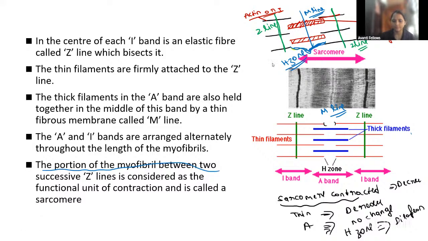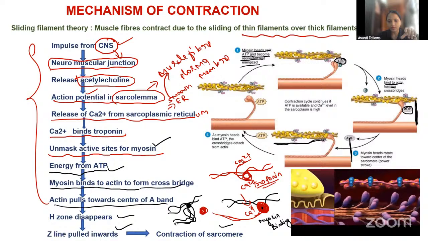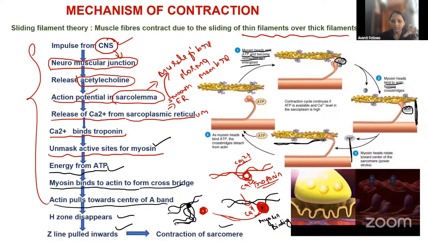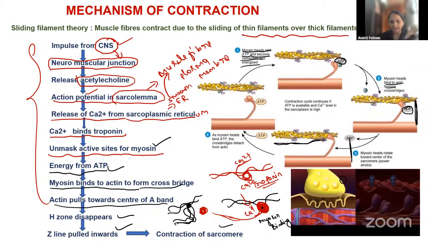Kindly make a note of this. The H zone is going to disappear and the Z line is pulled inward, and the sarcomere contracts. Kindly make a note of all these things. It is very, very important. And here you can see the neuromuscular junction is receiving the acetylcholine. So now an action potential takes place on the plasma membrane and it is going to release the calcium. You can see here the three-subunit troponin is bound by the calcium and it is releasing the active site. Then myosin binds to the actin and it is sliding. This diagram you can see.